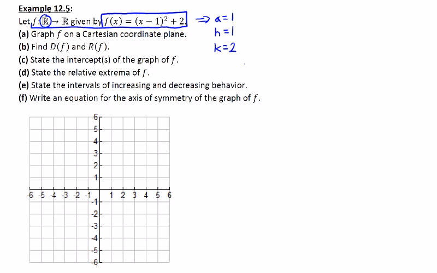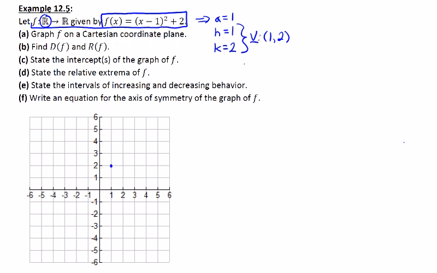Part A asks us to graph f on the Cartesian coordinate plane. The most important point on the graph of a quadratic function is the vertex. So from the hk information, I know that the vertex will be located at (1, 2). So I'll go ahead and mark that point on the graph at (1, 2). There's my vertex.